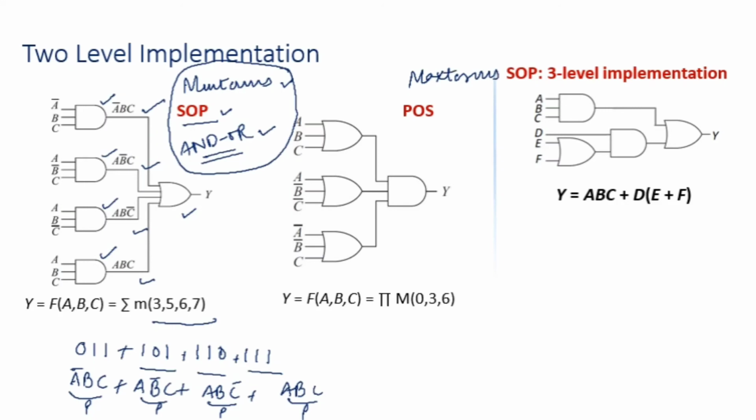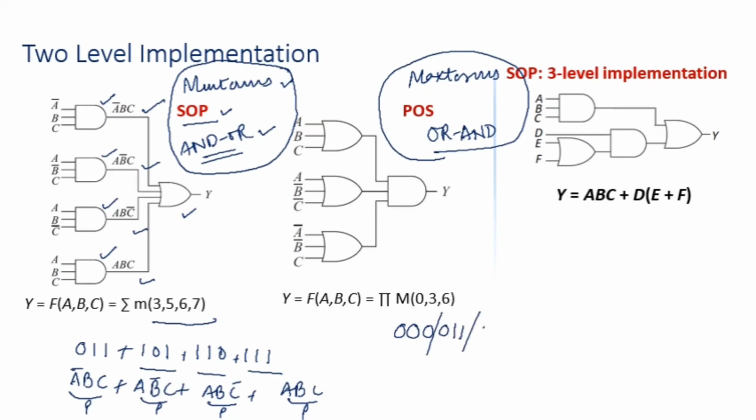Okay. And POS, that means first sum will be calculated and then the product. So in that case, we will be considering it as OR AND form. So these three things are interrelated to each other directly. So here you can also see this 0 is equivalent to your 0, 0, 0 and 3, 0, 1, 1, and this 6 is 1, 1, 0. So this is written in this form, A plus B plus C.